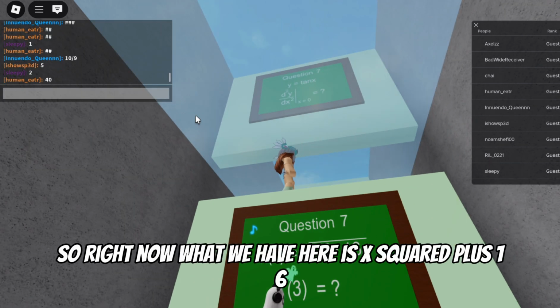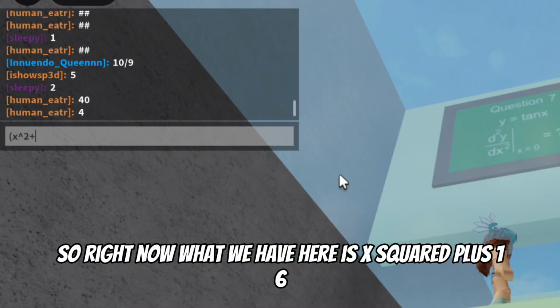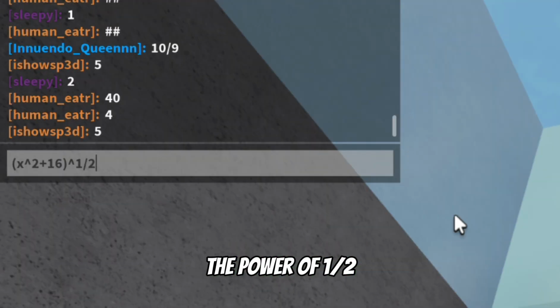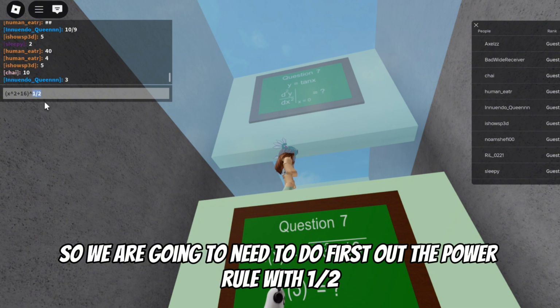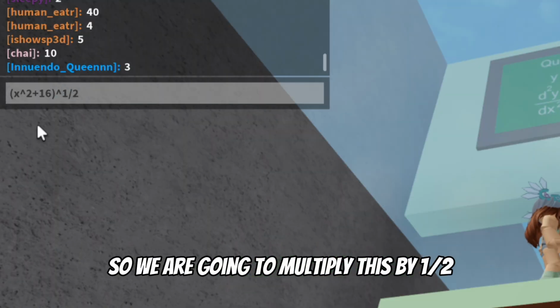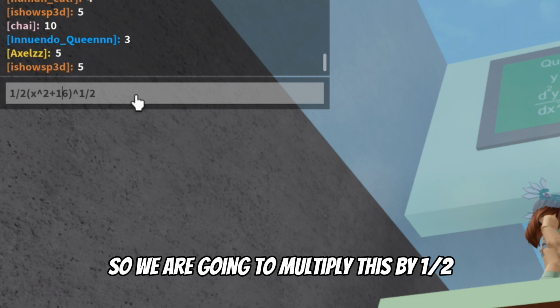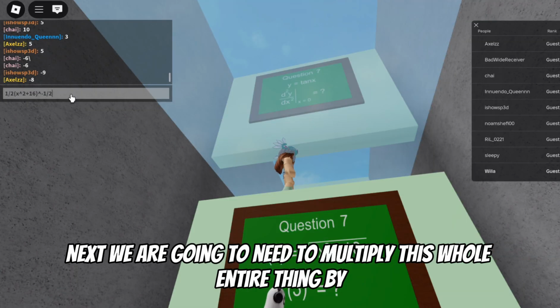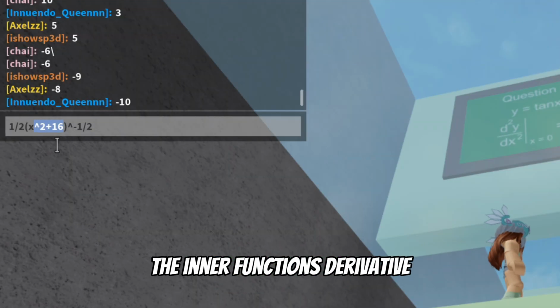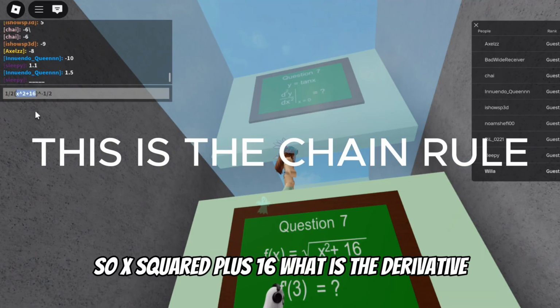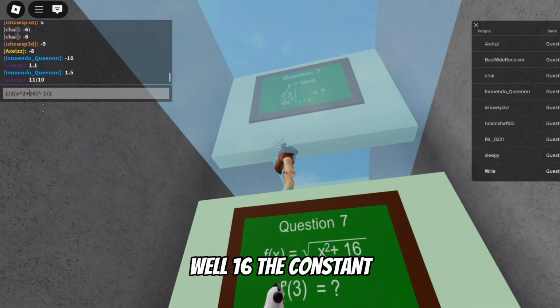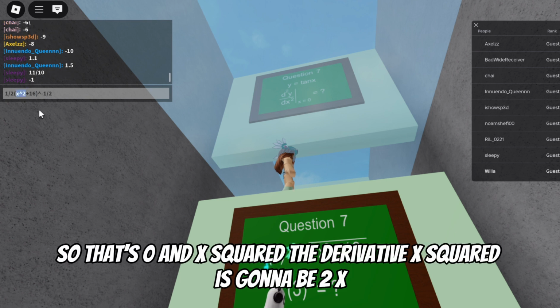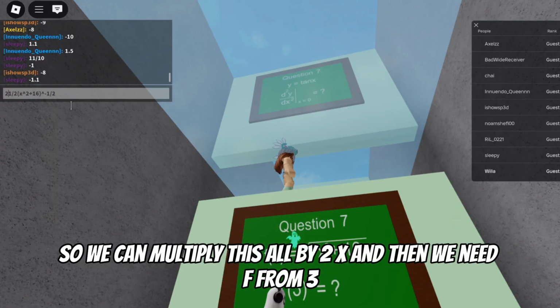So right now, what we have here is x squared plus 16 to the power of 1/2. We are going to first do the power rule with 1/2. So we multiply this by 1/2, and we subtract 1 from 1/2 to get negative 1/2. Next we need to multiply this whole thing by the inner function's derivative. So x squared plus 16, what is the derivative? Well, 16 is a constant, so that's 0, and the derivative of x squared is 2x. So we multiply this all by 2x.